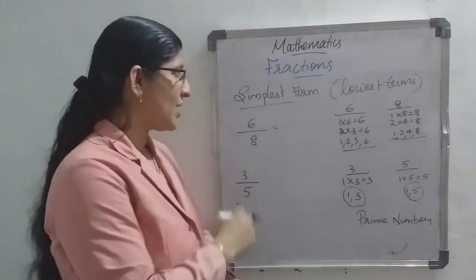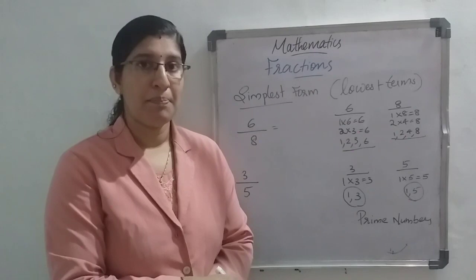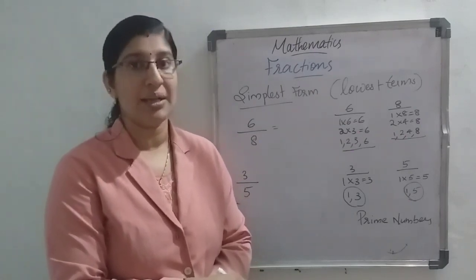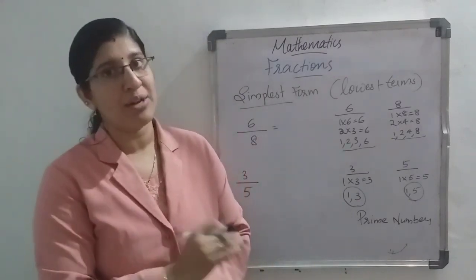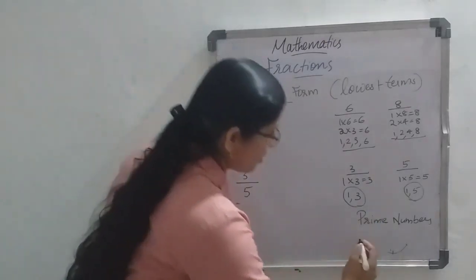So whenever we are finding the simplest form, we need to find the prime numbers. We need to keep dividing until we get prime numbers. If it is in the numerator or denominator, either one will be the prime number. So you need to find out which are the prime numbers. It is so easy.